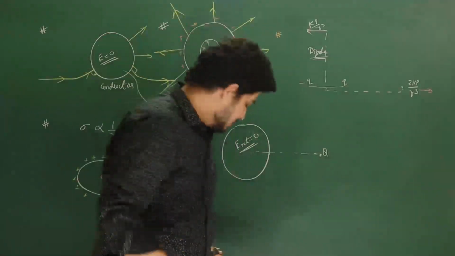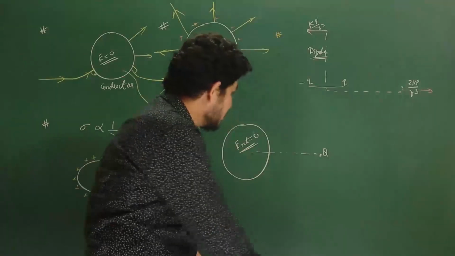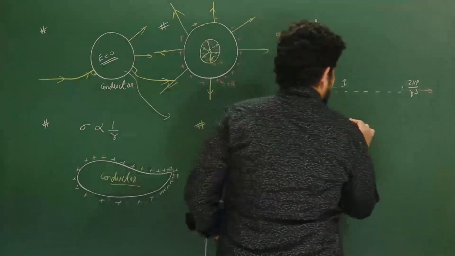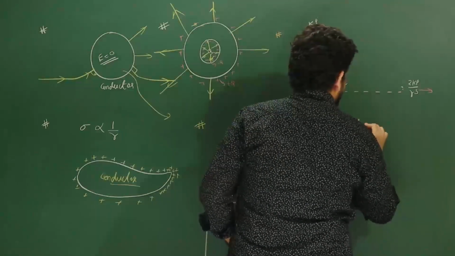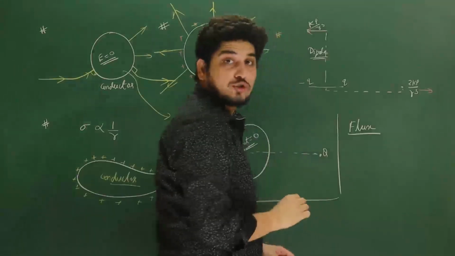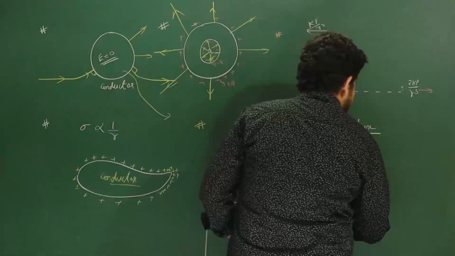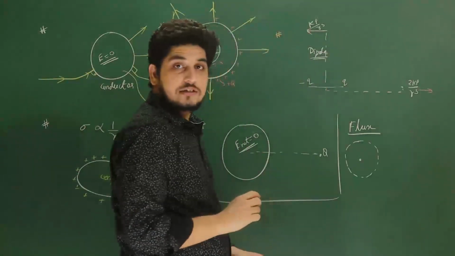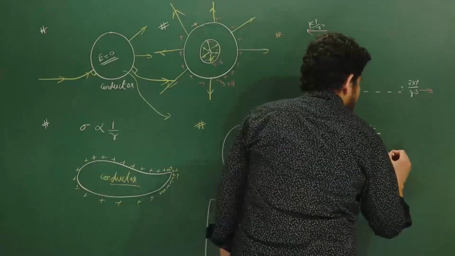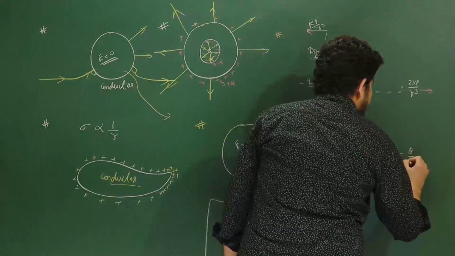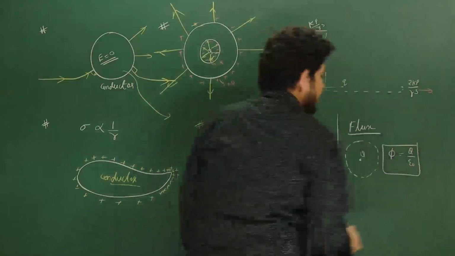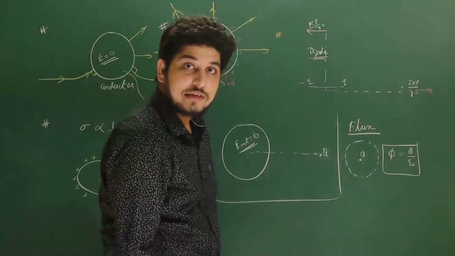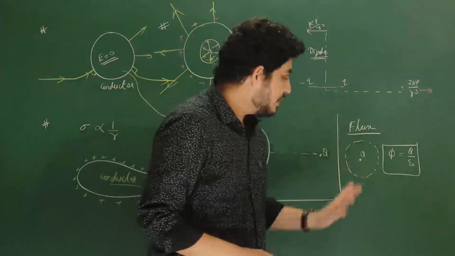And one more last thing, students, I should discuss with you is flux and Gauss law. What is flux? If a charge is placed at some point, then in all directions around the charge, the flux coming out is equal to q by epsilon naught. Flux is basically the count of the number of field lines coming out from the surface.